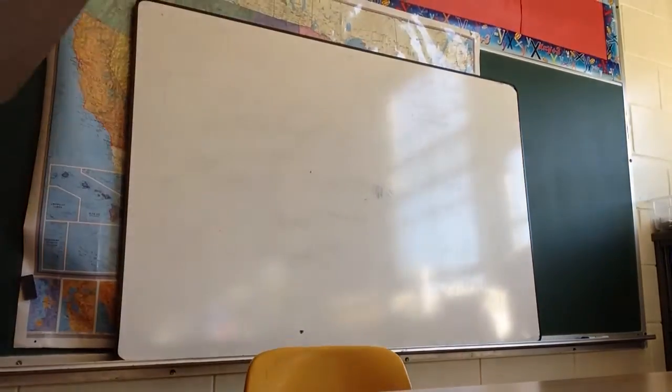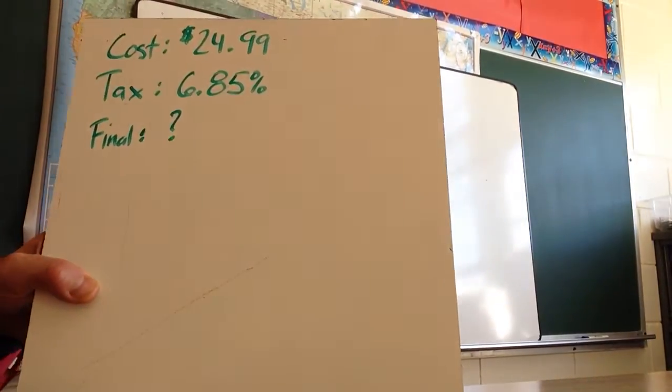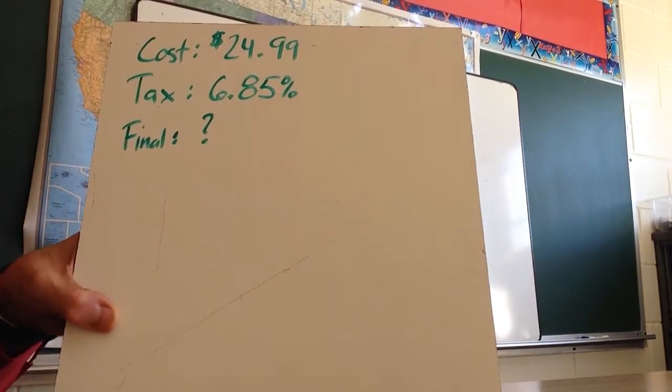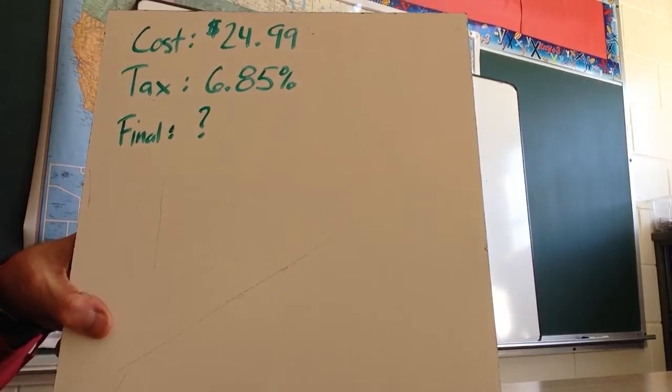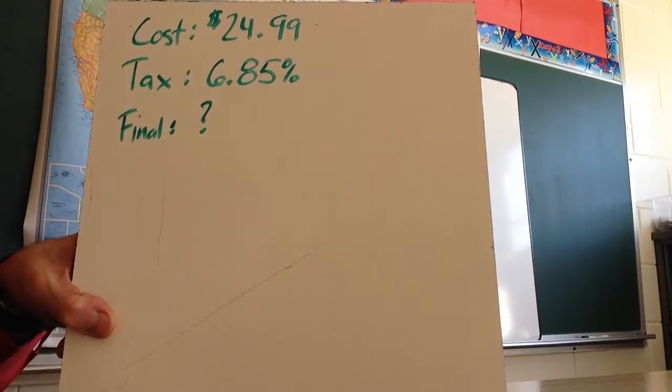All right, I'm going to have you practice one now. Cost is $24.99. Tax is 6.85%. You are trying to find the final or the total cost. Please pause the video at this time to practice this problem.